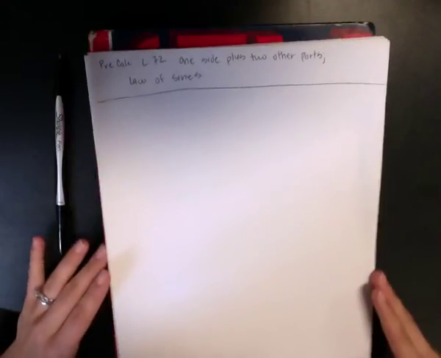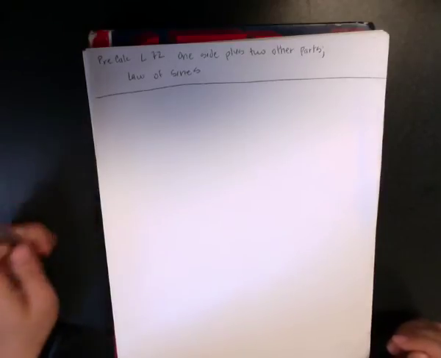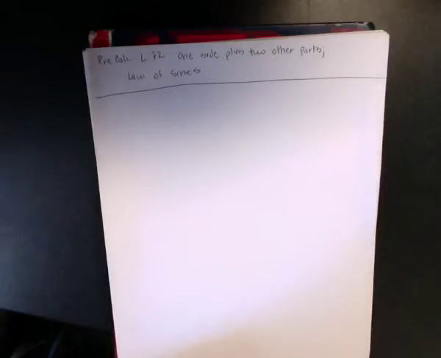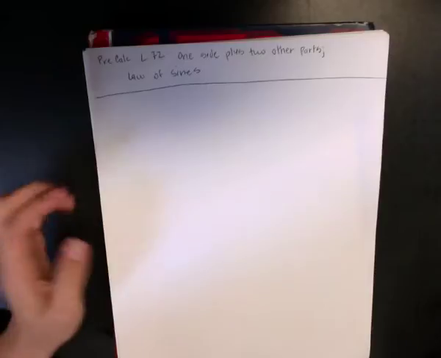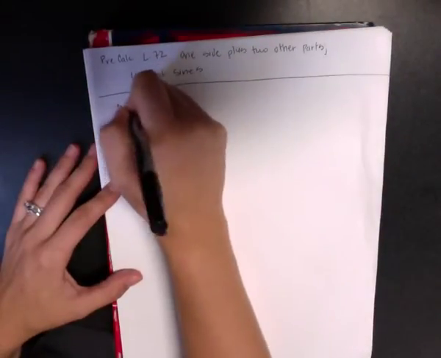Ladies and gentlemen, this is Pre-Calc Lesson 72. The title of today's lesson is one side plus two other parts and law of sines. Today we will be mostly talking about triangles. So let's talk about triangles.